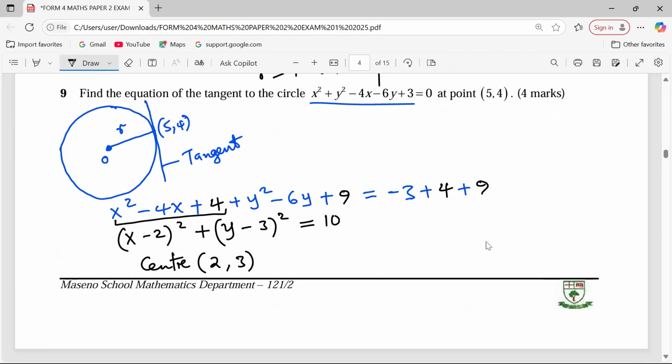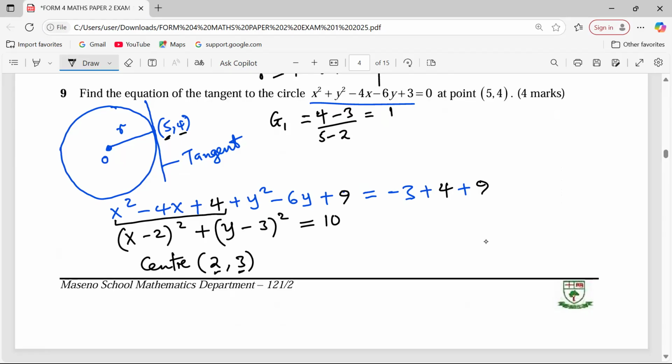If the center of the circle has been determined as (2, 3), then we can get the gradient of radius. So gradient of radius can be gradient m1 actually. The radius is passing through (2, 3), which is the center, and also (5, 4). So we need 4 minus 3 out of 5 minus 2, according to y and the other y, then 5 and 2 as the x.